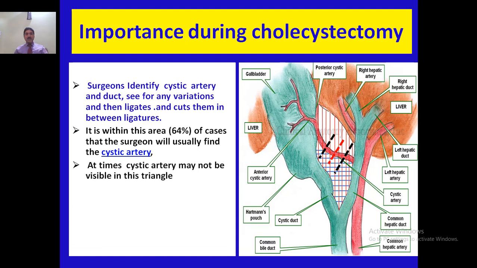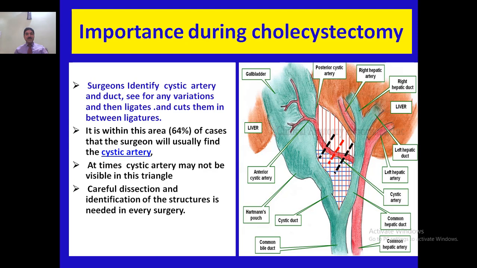But one thing is important to remember here: the cystic artery, though it lies in Calot's triangle, does so in only 64% of the cases because of the variations in the course of the cystic artery. At times, the cystic artery may not be visible in this triangle. So careful dissection and identification of structures is needed in every surgery. A surgeon may follow the duct first or artery first technique during cholecystectomy.